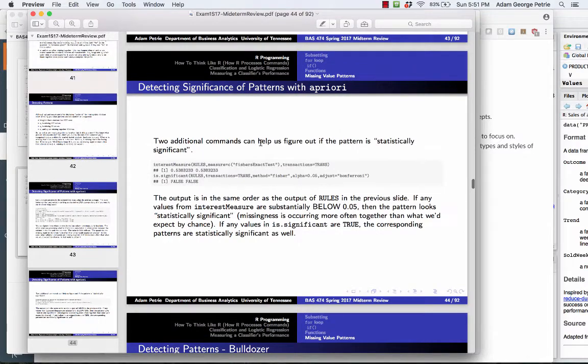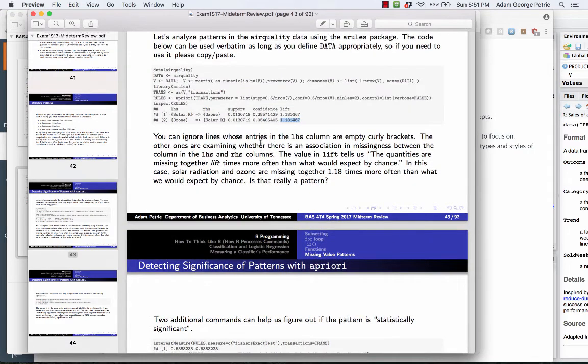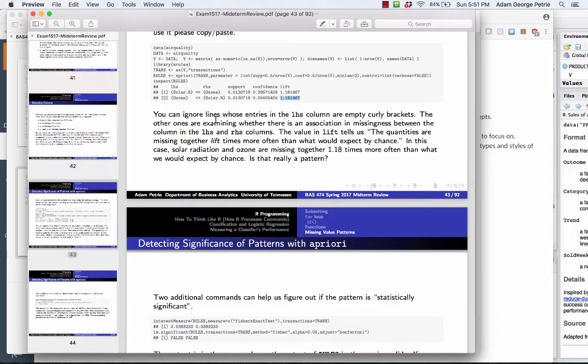The last thing we talked about was whether or not those patterns really were or were not statistically significant. So just from natural sampling variation, the sheer process of collecting data, we're going to find these two variables missing together some amount. And whether or not a rule is statistically significant tells us whether or not we would have expected those two variables to have been missing together as often as what we've observed just by chance alone.